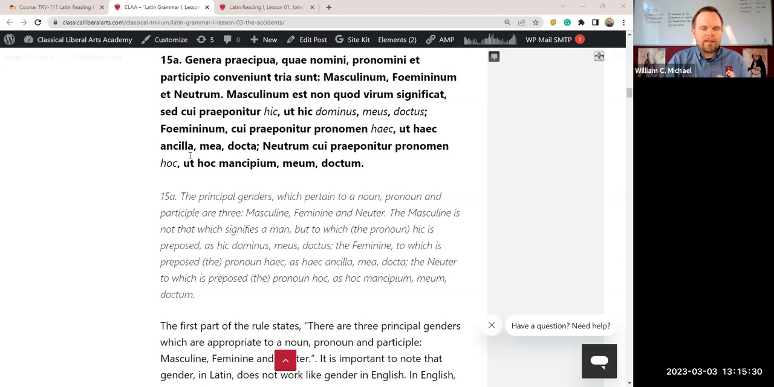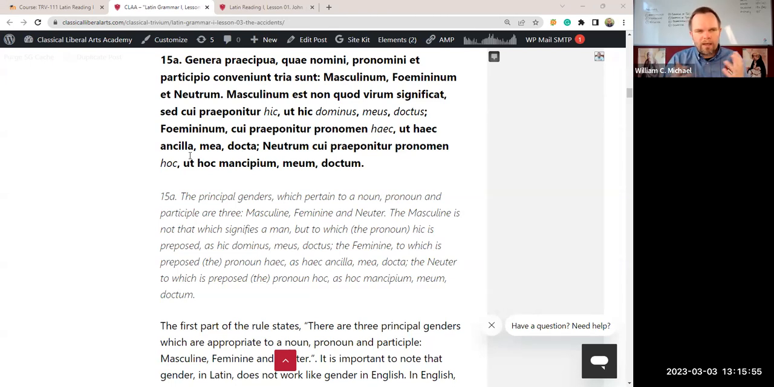So in Latin, it's very important to understand the genders and to think about the genders, because every single time in Latin that you use an adjective or a pronoun or a participle, you've got to make sure that you've got the gender right, because that word has to have the same gender in its form as the noun that it represents.